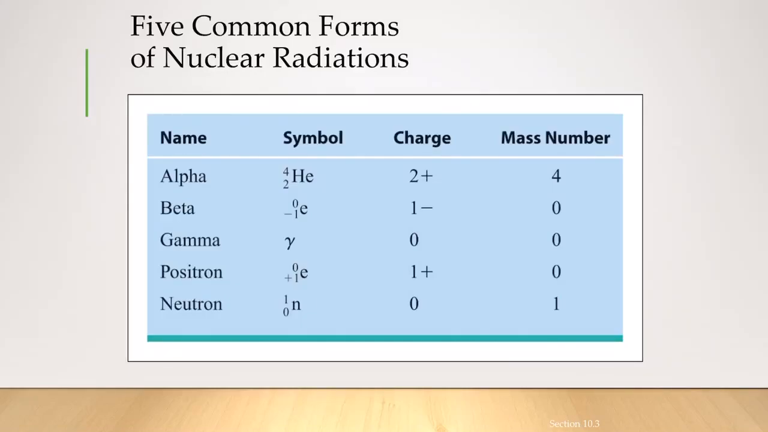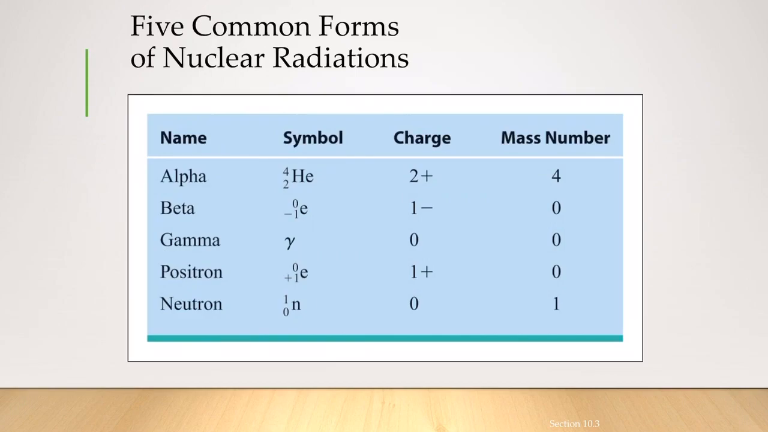There are 5 forms of nuclear radiations: alpha, beta, gamma, positron, and neutron. Alpha radiation is going to have the helium nucleus. So remember, helium has a mass number of 4 and atomic number of 2. So the charge is 2 plus and the mass number is 4.